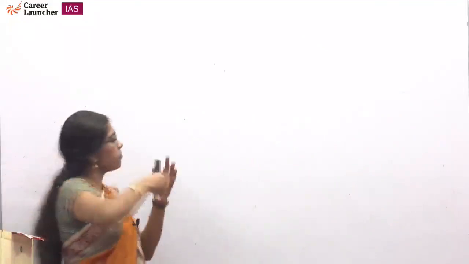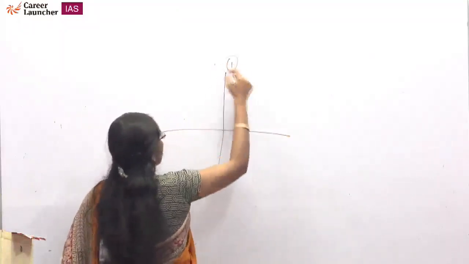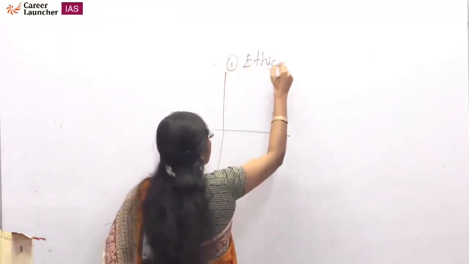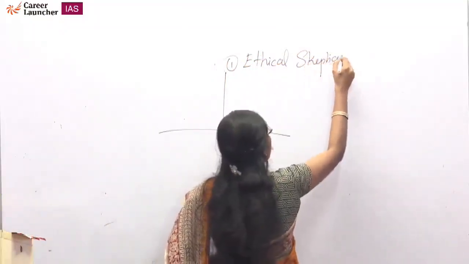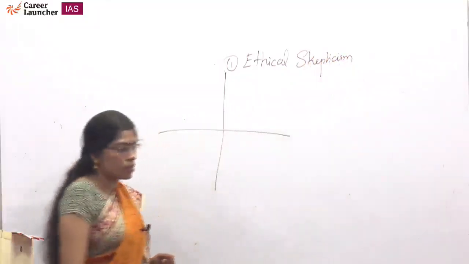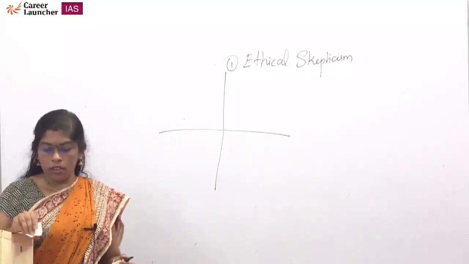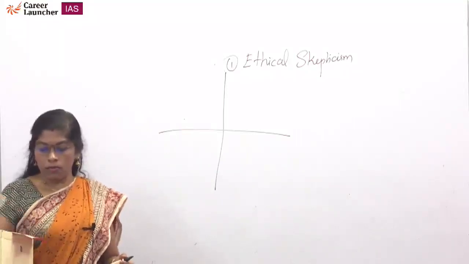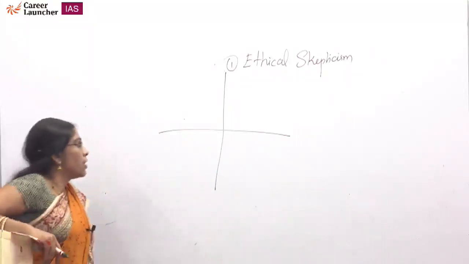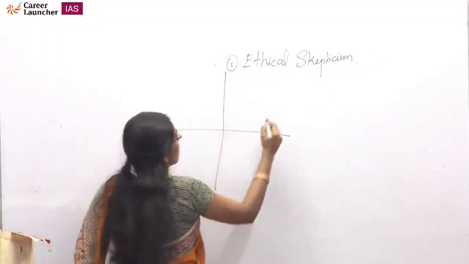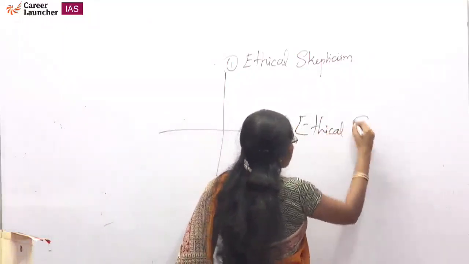These are the ethical terms which you have to understand first. Ethical skepticism, okay, let me check the spelling. Right, ethical skepticism. Then the second one, ethical subjectivism.